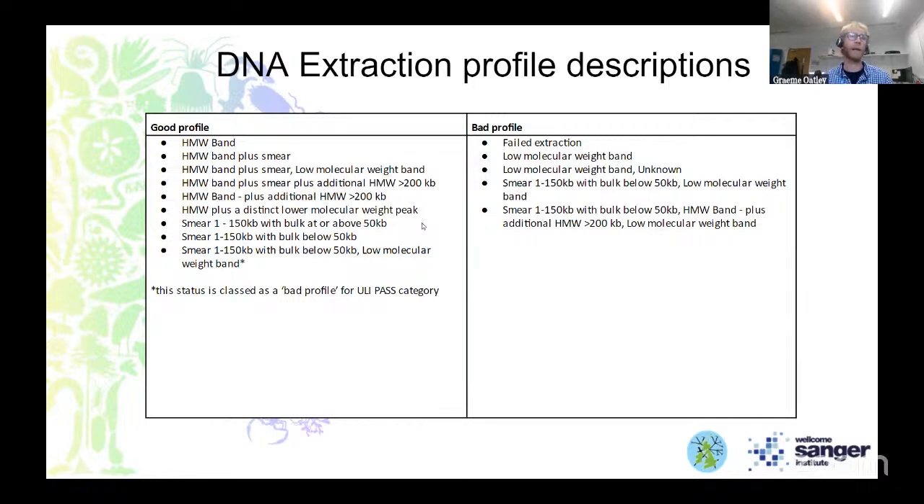Whenever we're making our decisions, anything that has a good profile, we would generally consider moving forward into the DNA fragmentation stage if it has a good enough yield. Those in the bad profile, we would fail outright, generally because the quality is too bad to proceed to PacBio library prep, irrespective of the yield.